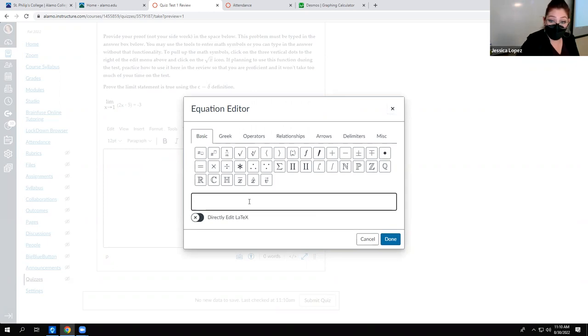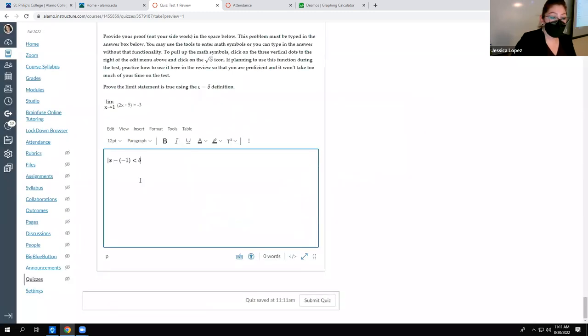So for instance, for me, the first one I have to start with is that bar. I actually use the keyboard, because right above your enter button you have a backslash and then you have something that looks like two lines, but it's not. If I hit shift and that key, it pops up the absolute value bars. Then I would type in x minus parentheses negative one. Then what is next? Less than symbol. And then I need a Greek letter, which is delta. And you can type in each line like that.